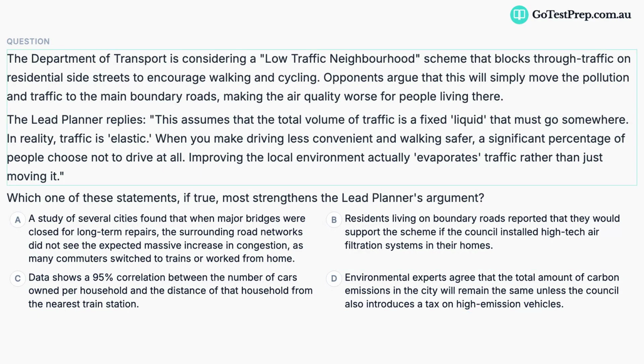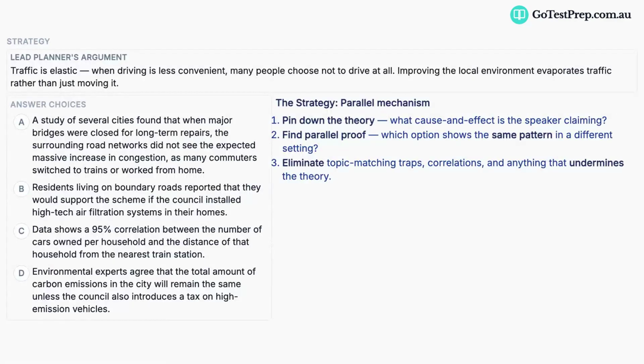Alright, let's solve this step by step. Our strategy is to pin down the lead planner's elastic traffic theory first, then find the option that proves that mechanism with parallel evidence. Quick plan first, then we'll work through it together.